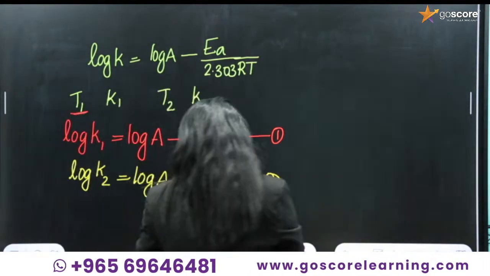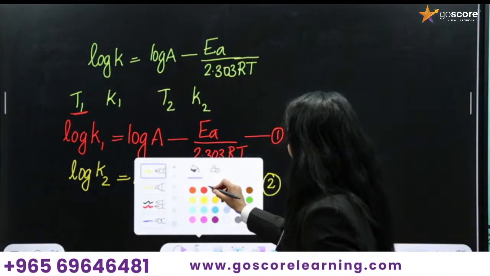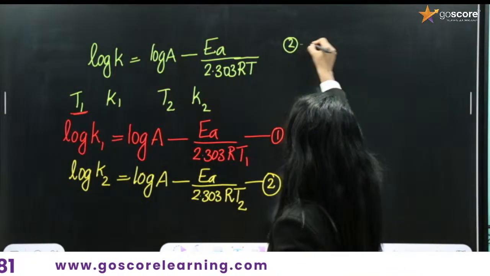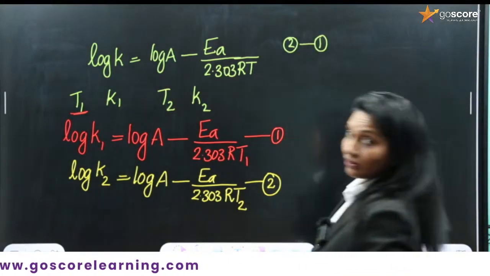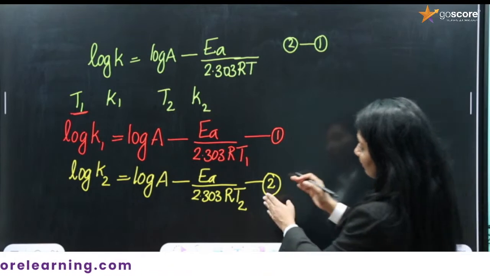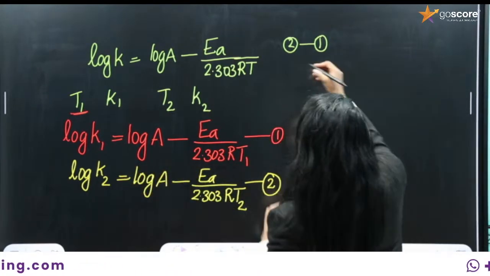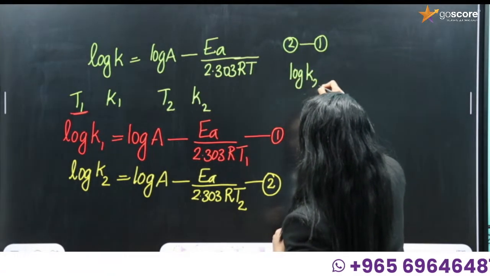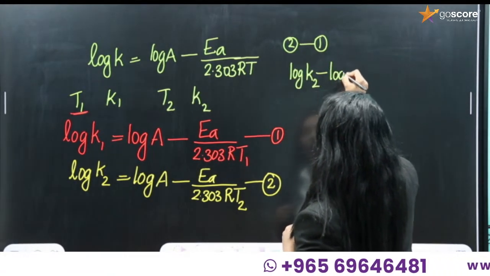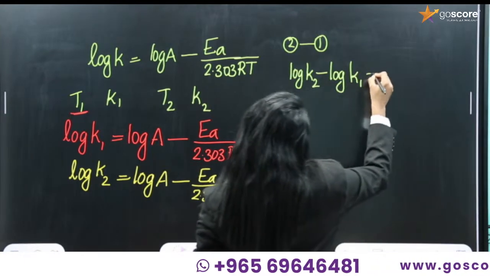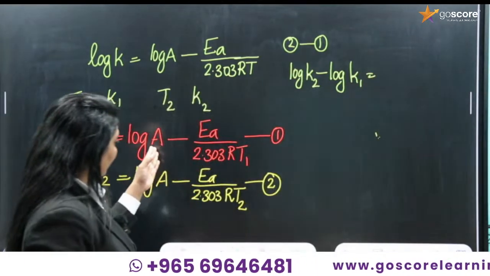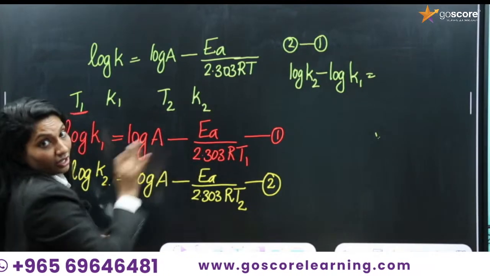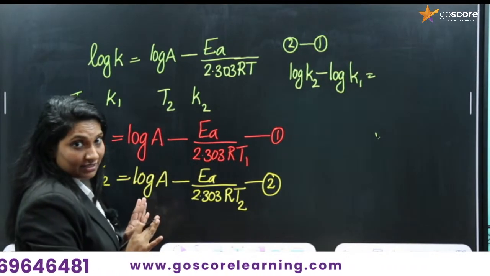What will we get? You are subtracting the first equation from the second. Then it will be log K2 minus log K1. On the right side, what will happen? Log A minus log A, the term gets cancelled.